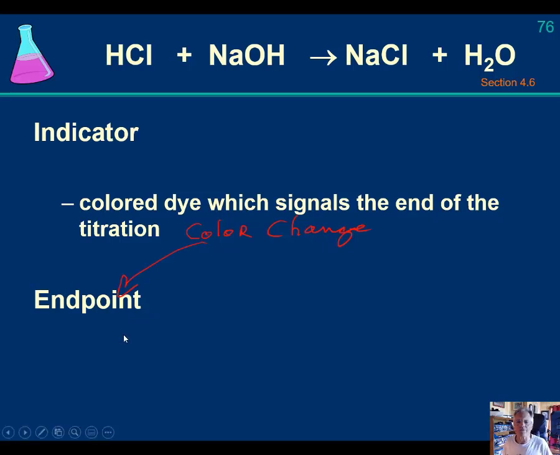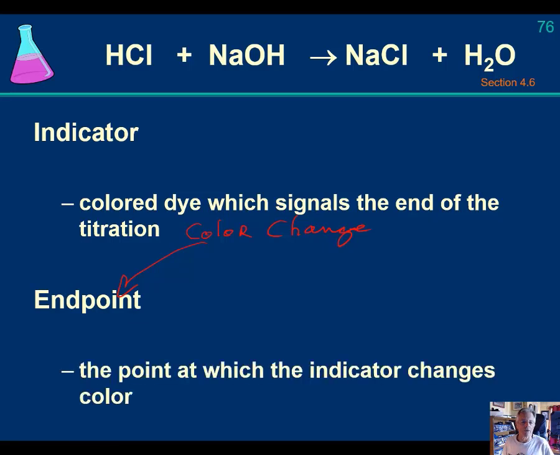And we call that color change the end point of the titration. To know precisely when the equivalence point was, we would need to be able to view the reaction on the atomic molecular level. So you might think of the end point as being sort of a crude representation of that, but it is the point at which the indicator changes color, and that signals the end of our titration.